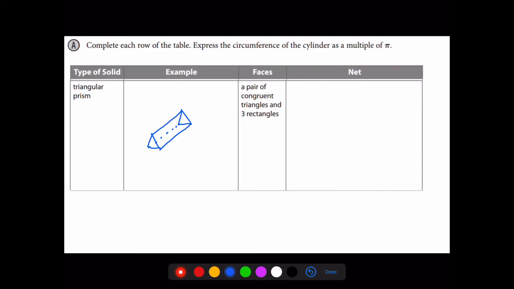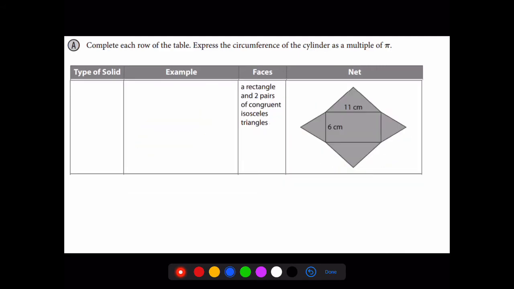Now if I were to draw out the net, the first thing I'm going to do is draw the bottom part of the prism. From there I'm going to draw my 2 faces that are my bases. And then I need to think about what would happen with the other 2 sides. Well, if I were to lay them flat out, they would be right here. And there's our net for our triangular prism. So that's all you have to do.